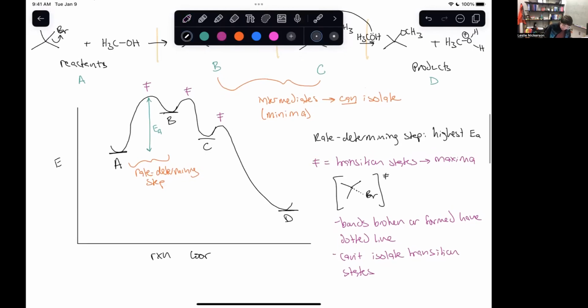And as we mentioned at the beginning, this overall is exothermic. When we're looking at that, we're specifically looking at the difference between A and D. That's our delta G, because our A is higher than our D is.